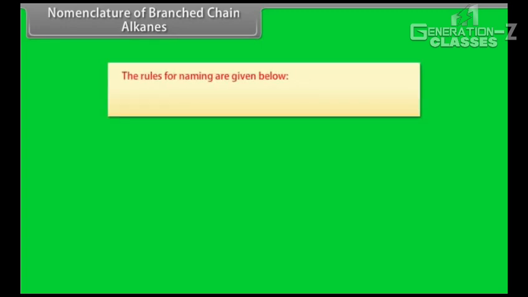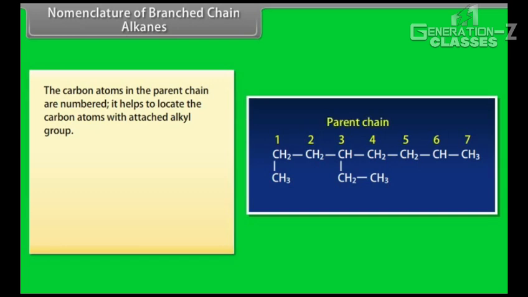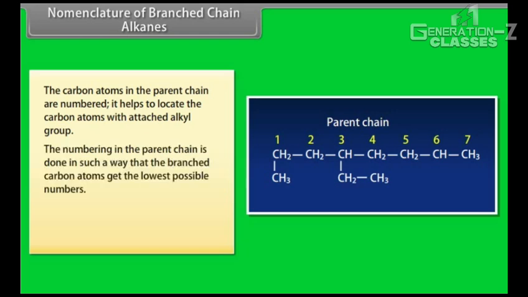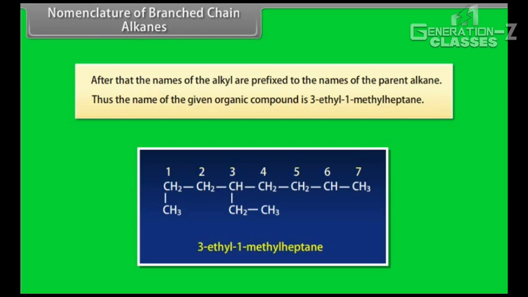Nomenclature of branched chain alkanes. The rules for naming are given below. First, we identify the longest chain of carbon in the molecule. The carbon atoms in the parent chain are numbered. It helps to locate the carbon atoms with attached alkyl groups. The numbering in the parent chain is done in such a way that the branched carbon atoms get the lowest possible numbers. That means the numbering in the given carbon chain is from left to right. After that, the names of the alkyl groups are prefixed to the name of the parent alkane. Thus, the name of the given organic compound is 3-ethyl-1-methyl heptane.